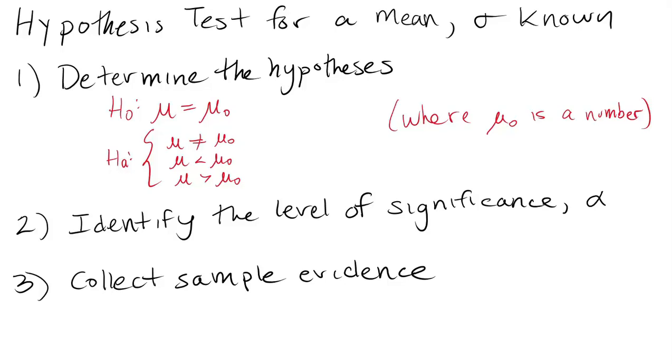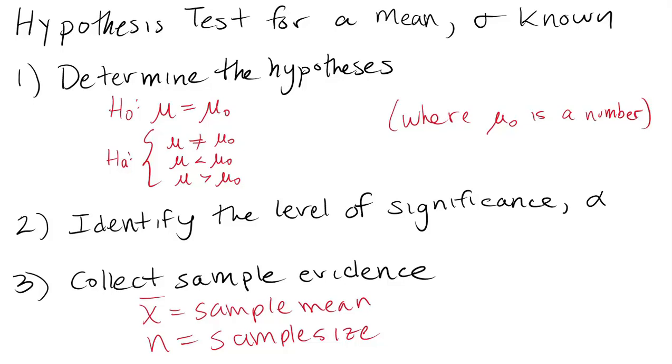Second step, you identify the level of significance alpha. This step will be done the same way. The value of alpha will be given somewhere in the problem, and we just have to find it. Step 3 is to collect the sample evidence. The evidence here will be different. We're not going to be counting up successes. In order to test a claim about a population mean, you're going to need a sample mean, which we denote by x bar. We'll also need the sample size, which we denote by n.